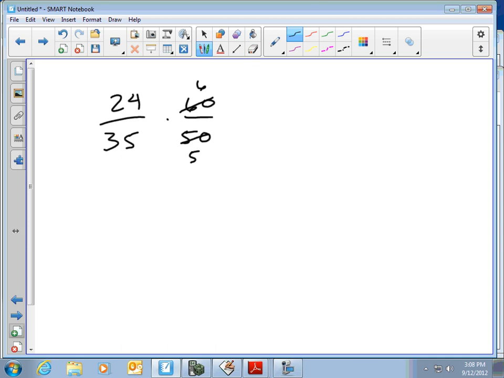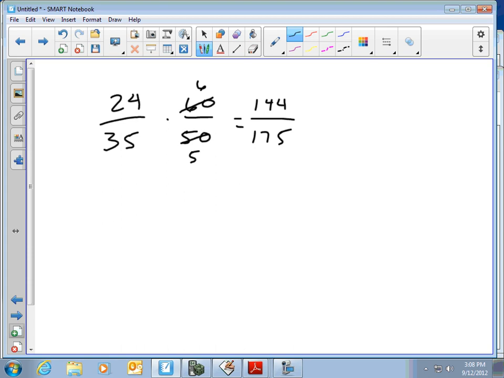Next question. Is there anything that goes into 5 and 24? And, or, is there anything that goes into 6 and 35? And unfortunately, there's nothing that goes into either one of those. Next question. What about the 24 and the 35? And there's nothing that goes into those. So I'm done. I just multiply straight across. 6 times 24, which is still a pretty big number. What is that? 144. And 5 times 35, which is 175. And again, I want to think, is there something that goes into 144 and 175? And there's not. So I'm done.